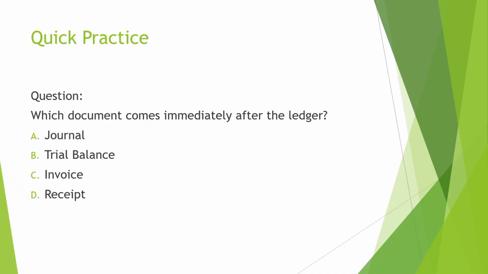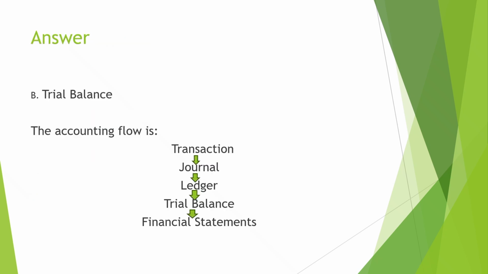Now, a quick practice. Which document comes immediately after the ledger? Is it the journal, the trial balance, invoice, or receipt? You got it correctly, the trial balance. Now, this is the accounting flow. It starts with the transaction, and then you record it in your journal, and then you open individual ledger accounts, and then you check the accuracy with your trial balance, and then the financial statement.